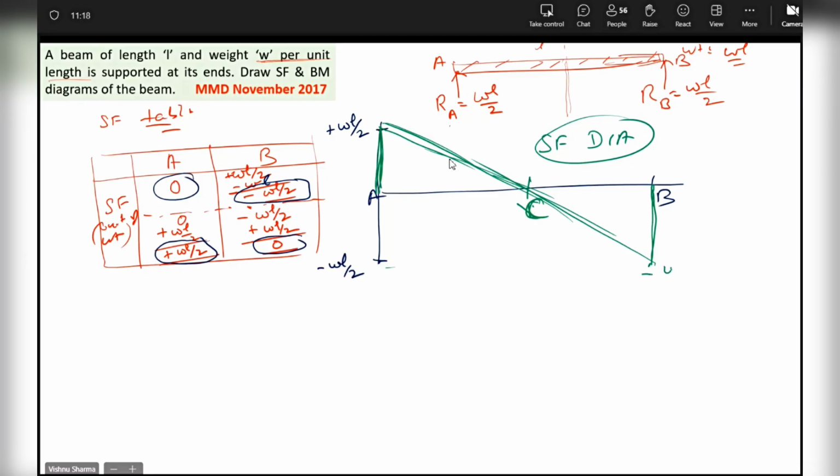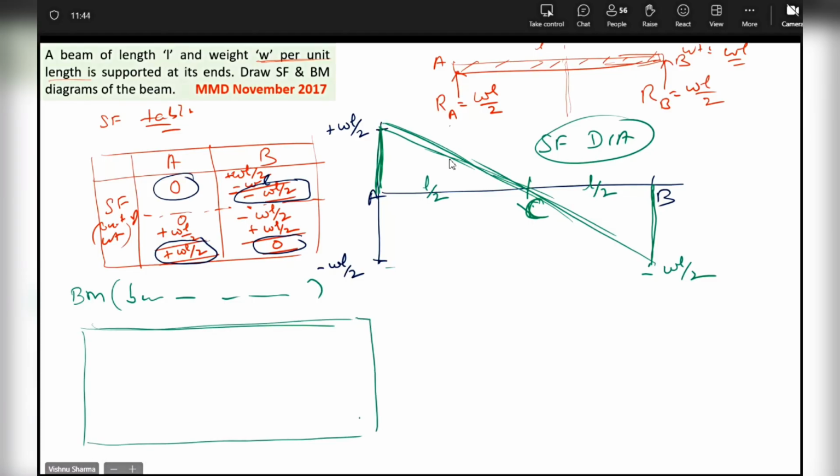This is minus WL by 2. Is the SF diagram done, guys? Or any questions? Done, sir. Done. Okay. Then what will be the length AC? It will be L by 2. What will be this length? L by 2. Now for BM, we'll have to take 3 points by areas under SF diagram. You can write that. We have already done in 2 questions now in complete details. A, C, B, BM units based on force, weight, and length combination.